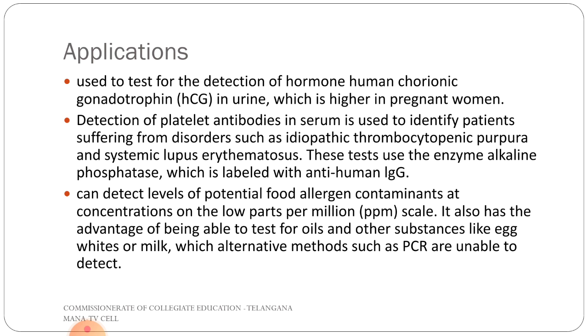ELISA is also used to detect levels of potential food allergy contaminants at concentrations on the low parts per million scale. It also has the advantage of being able to test for oils and other substances like egg white or milk, which alternative methods such as PCR are unable to detect.